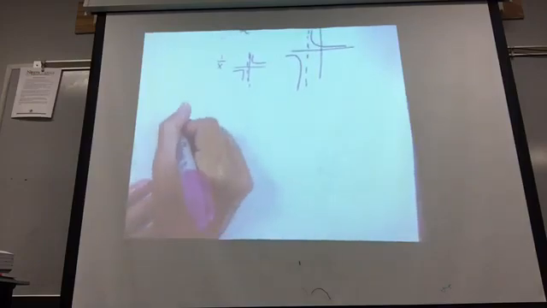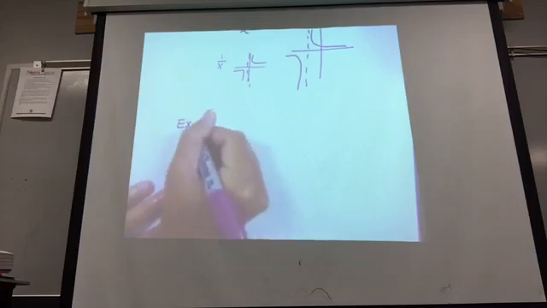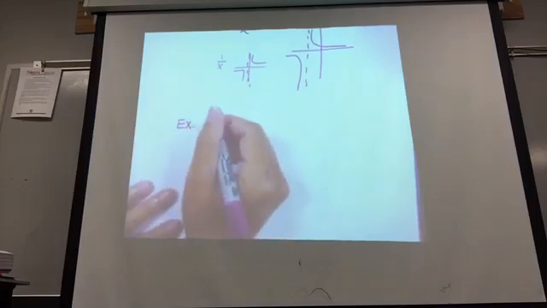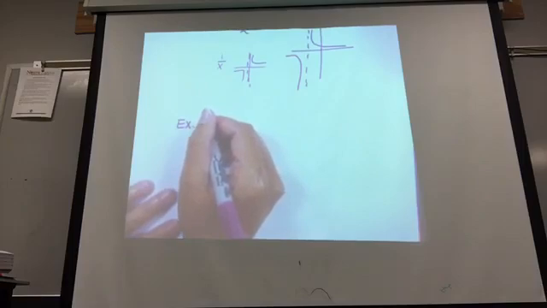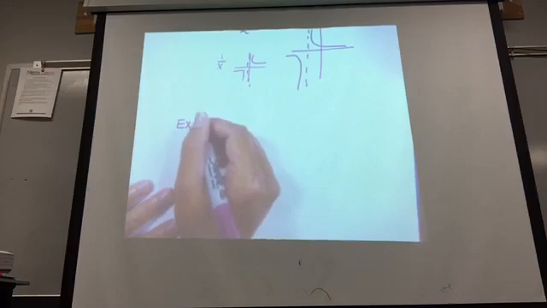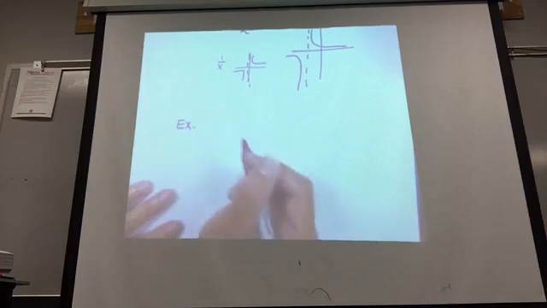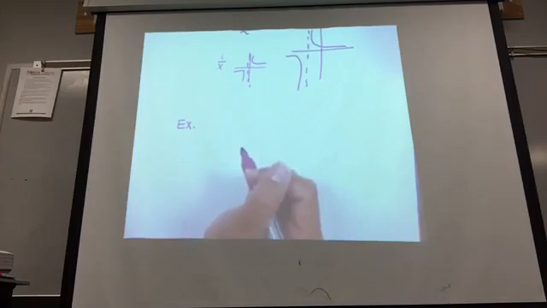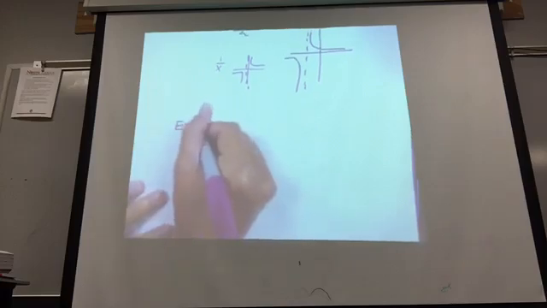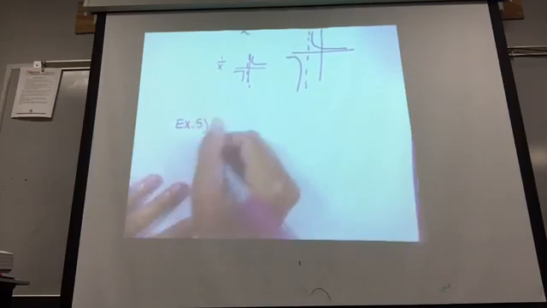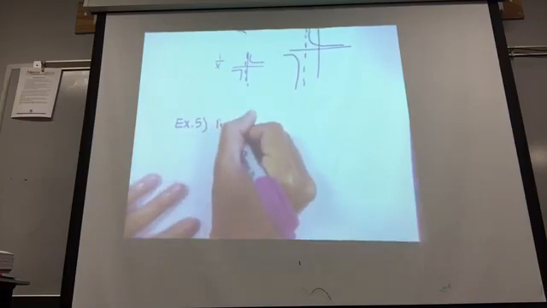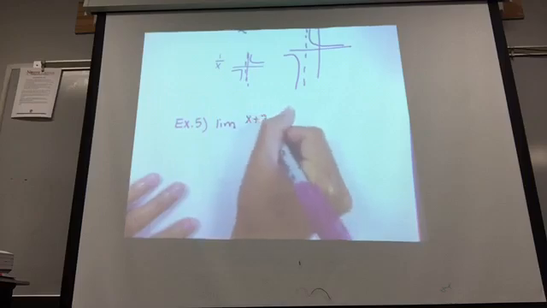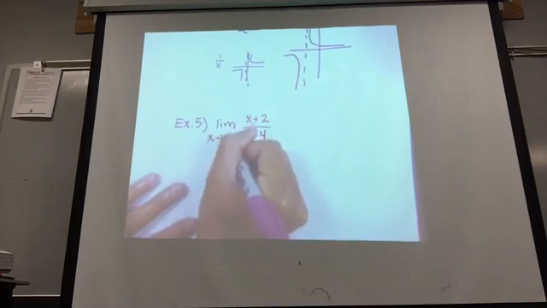All right, last example of our vertical asymptotes. Maybe not the last example. Okay, number 5. The limit of x plus 2 over x squared minus 4 as x approaches negative 2.